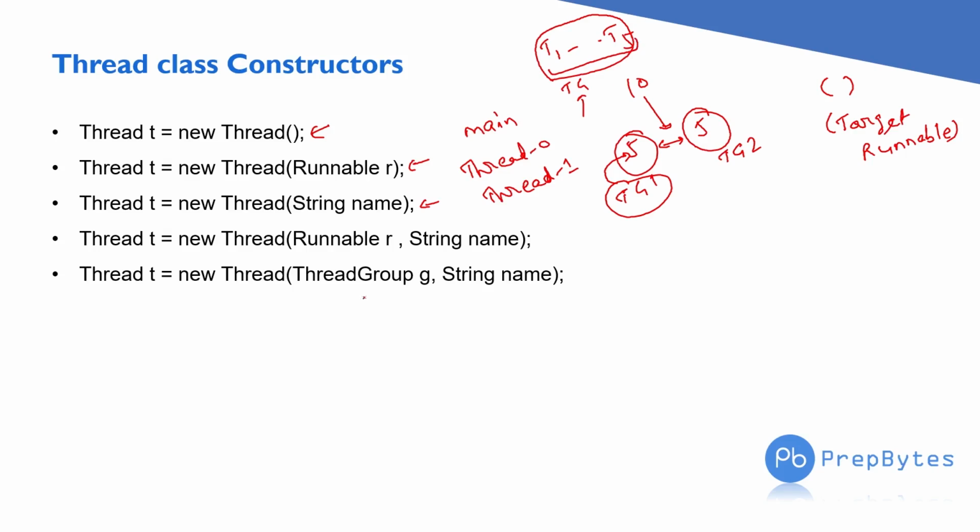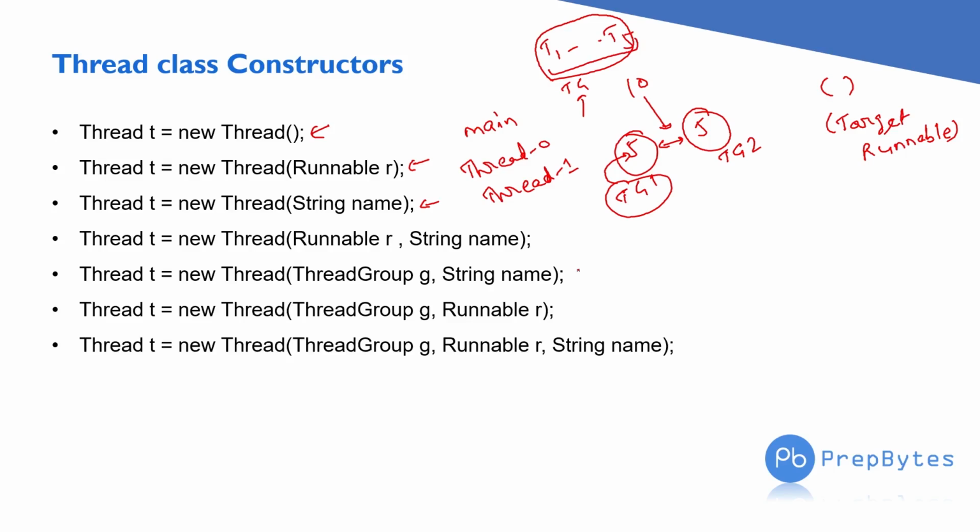We can name our own thread group. ThreadGroup is a class available in Java, so we will use that class when coding. Next is ThreadGroup with Runnable. You can also do this. Then ThreadGroup, Runnable, String name. What is the meaning of this? The thread group will have a name, and the Runnable's name will be given by this string. Here it will have a default name.